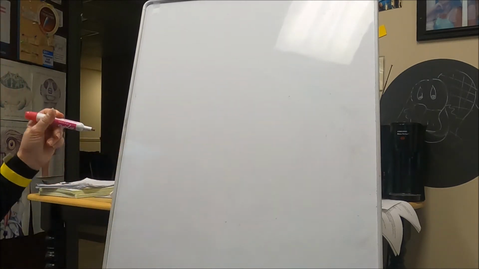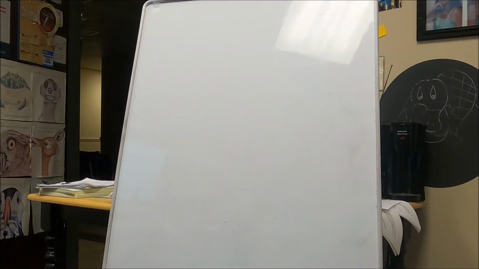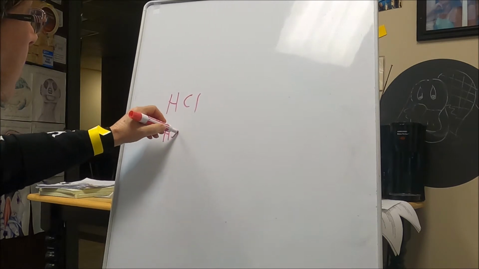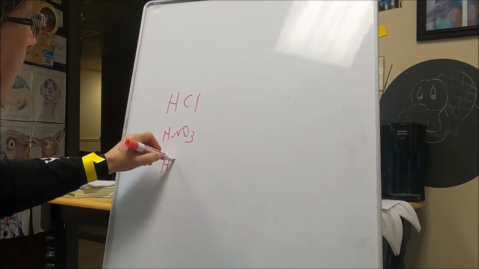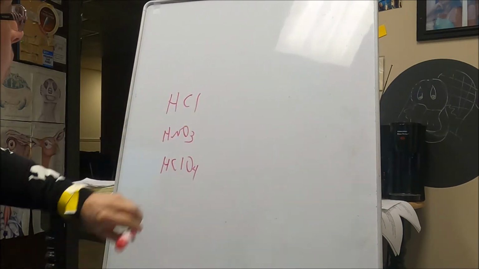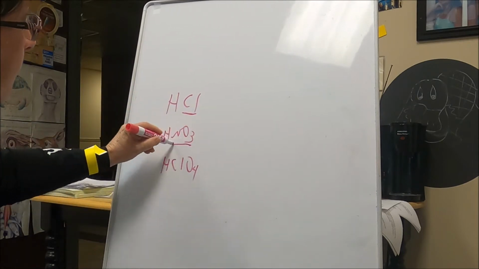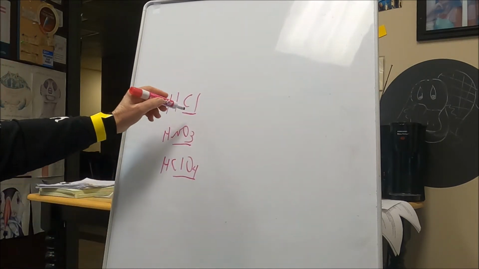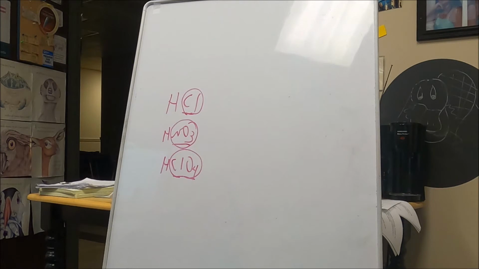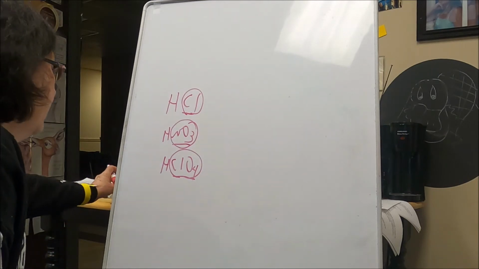Okay? Now, when we're naming acids, the name is going to be based on the anion that's released when the acid is ionized. So if I just write out some acids, HCl, HNO3, HClO4. Okay, if you cover up the hydrogen and you look at what's left, you see the anion. There's the chloride ion, the nitrate ion, and the perchlorate ion. Okay, so the names of those three acids are going to be based on the names of those anions.